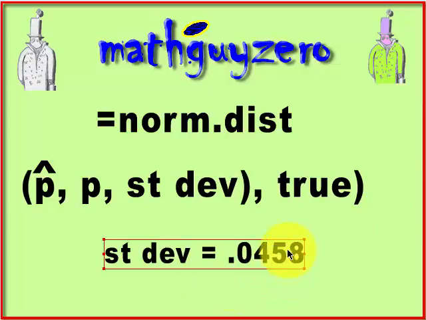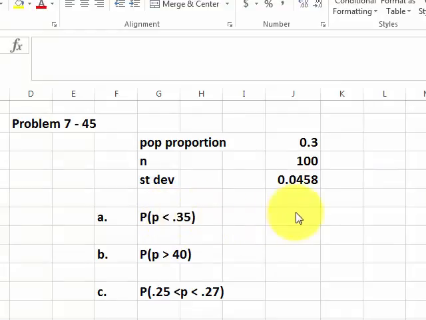Okay, so we're going to type that into our Excel. So let's switch over to Excel, a statistician's best friend. Population proportion is 0.3, sample size is 100, and the standard deviation that we calculated is the square root of p times 1 minus p divided by n. So that's how we got that. These p's inside the parentheses should be p bar, p hat, but I can't put that in there.